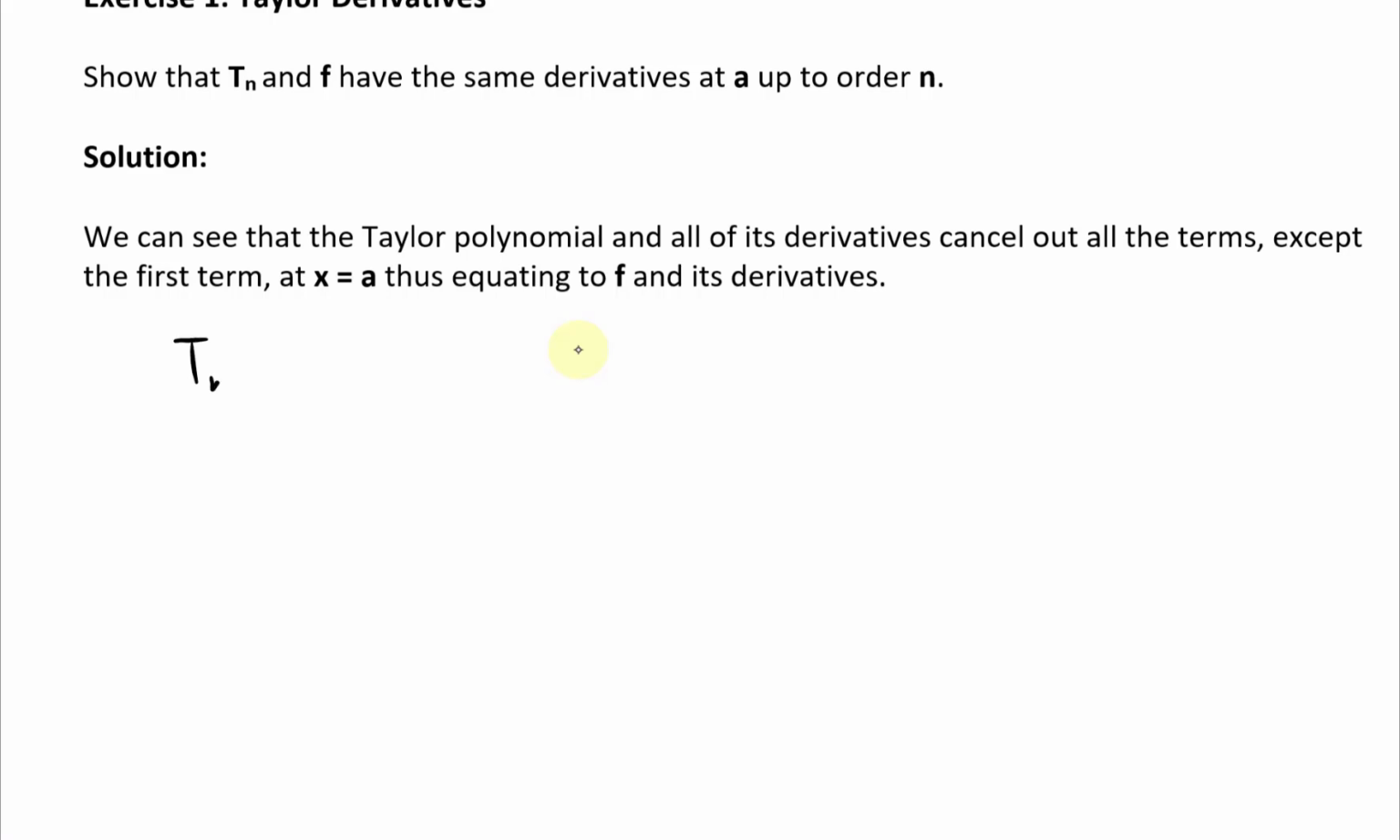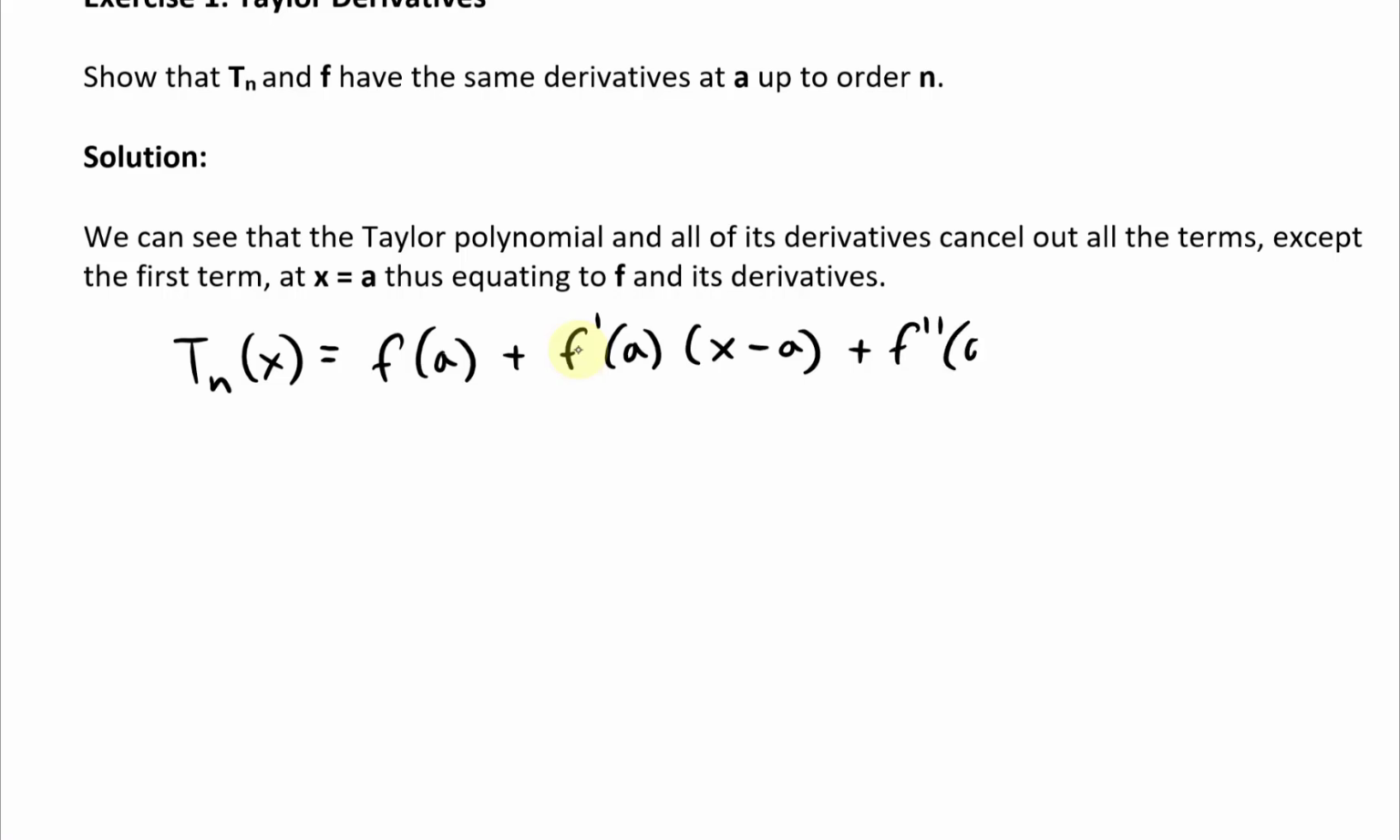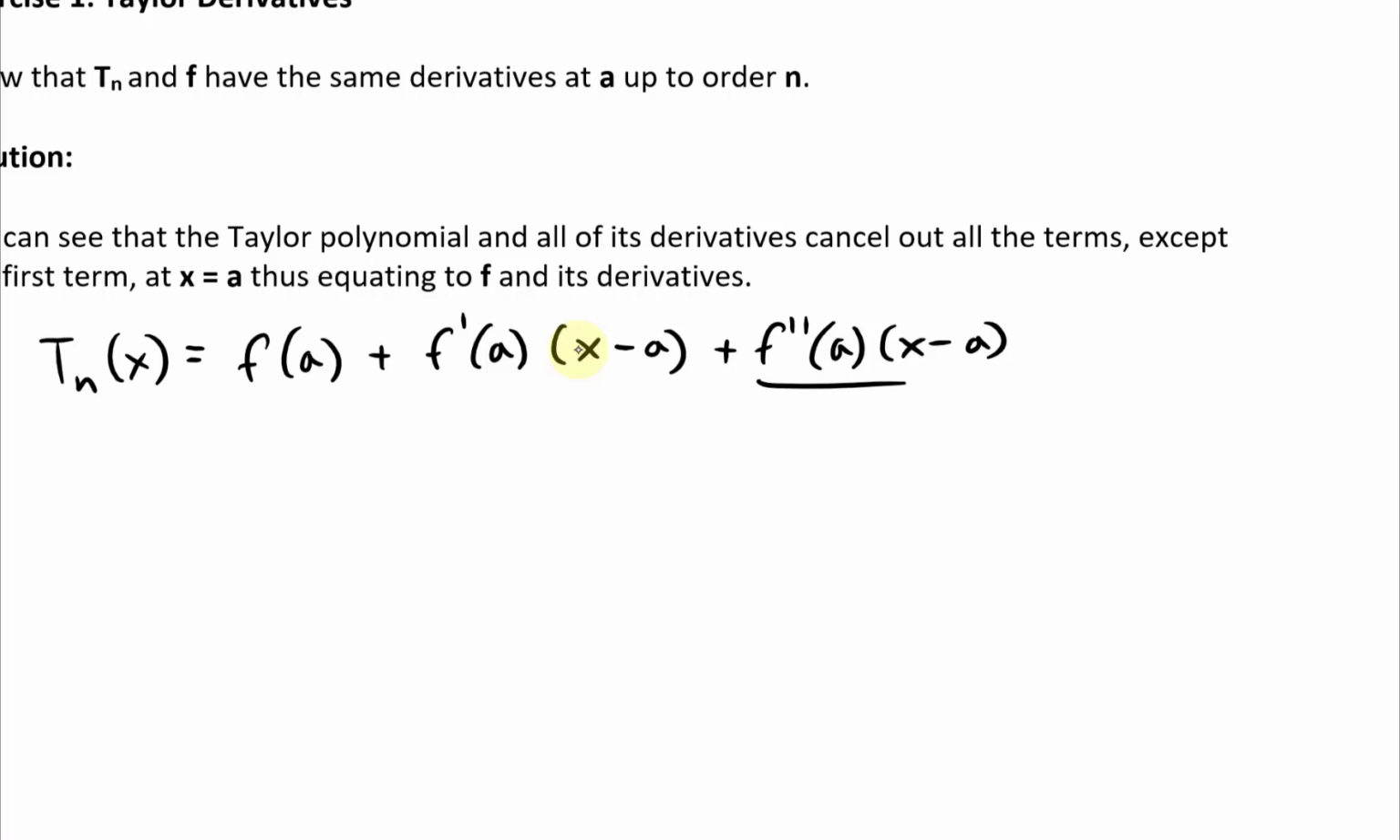Let's write the general Taylor polynomial expression. T sub n of x equals f of a, plus f prime of a multiplied by x minus a to the power of 1. Next is f double prime of a, divided by 2 factorial, times x minus a to the power of 2.